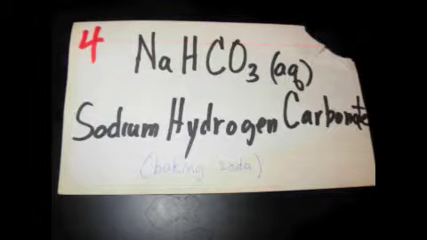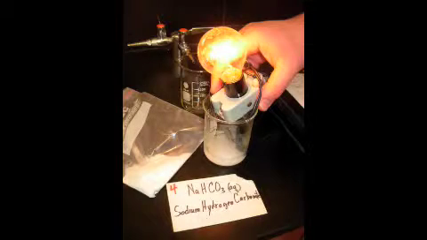For our next sample, we're going to be using sodium hydrogen carbonate, also known as baking soda. As you can see, our sample is in an aqueous solution, which means it's in water. And we can also look at our formula and see that the sodium is a metal. So when the light bulb is placed in the solution, the light bulb lights up, showing that electrons are being conducted and that this is an ionic bond.